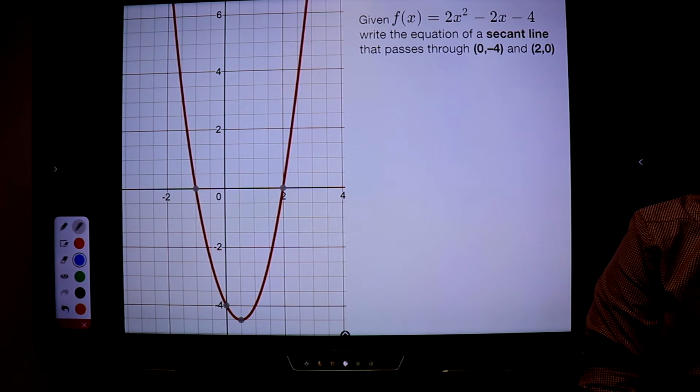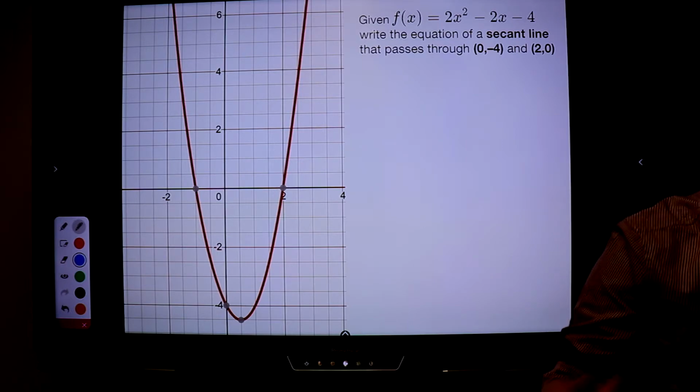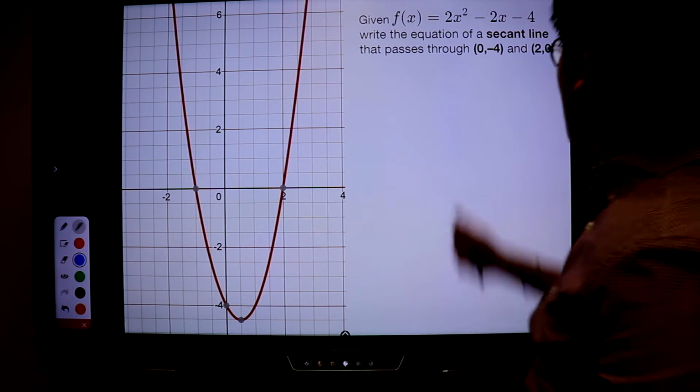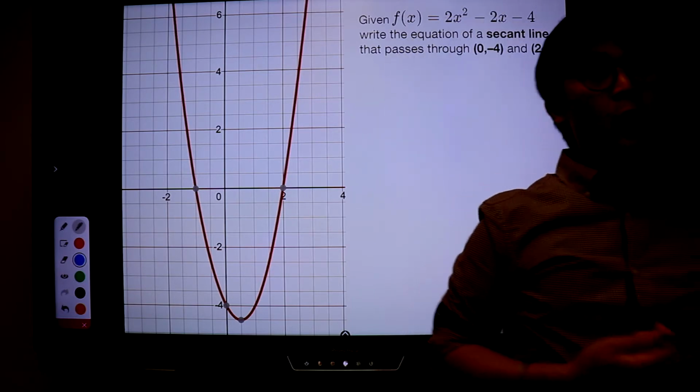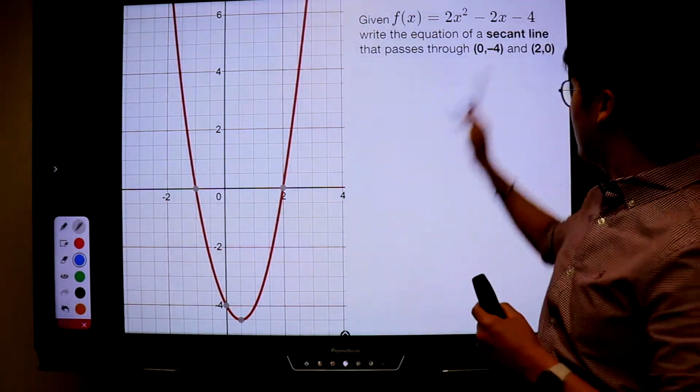Do you know what a secant line looks like? No? Do you know what a line looks like? Yes, okay. So at least we have a connection there. So you don't know what a secant line is, but you're supposed to produce it. So how are you going to produce something that you don't know anything about?